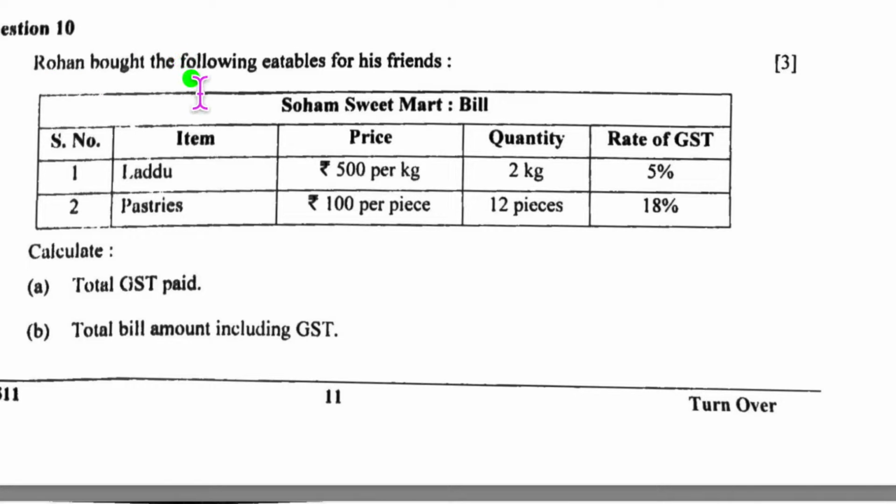And remember, there are 7 questions here. You had to attempt any 4 of them. So the first part says Rohan bought the following eatables for his friends. So he got the bill from Soham Sweet Mart.